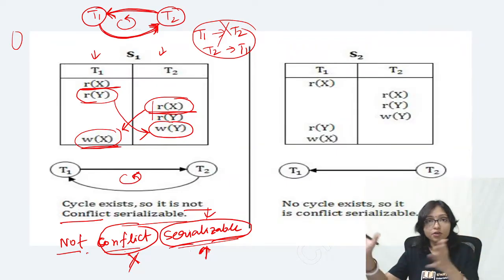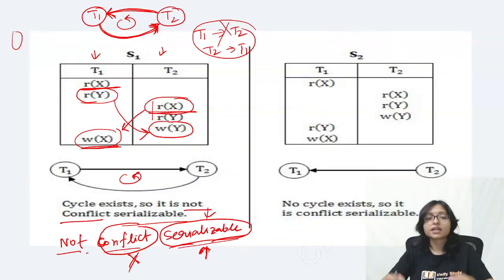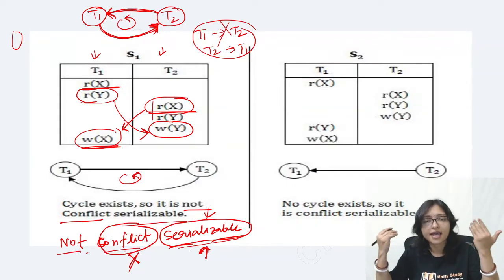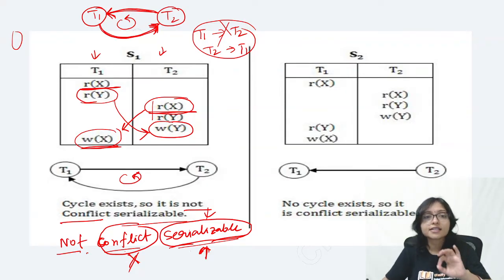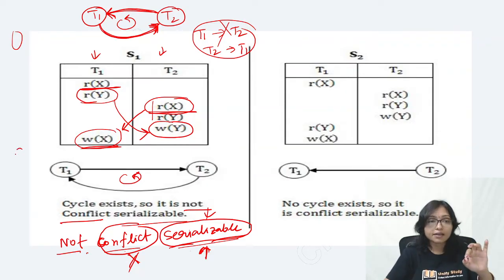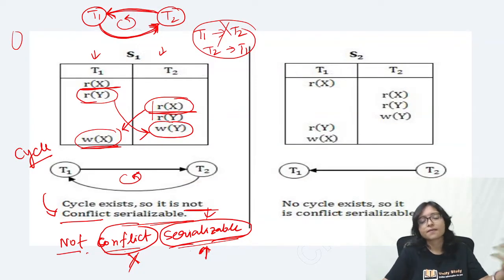From tomorrow, after watching this class, don't be confused. Most of the time students get confused whether cycle means it is conflict serializable or not. You are not able to make it serializable because of the cycle, so it is not conflict serializable. Whenever there is a cycle, it is not conflict serializable. Remember it. Because there is a fighting going on here, you cannot make it.